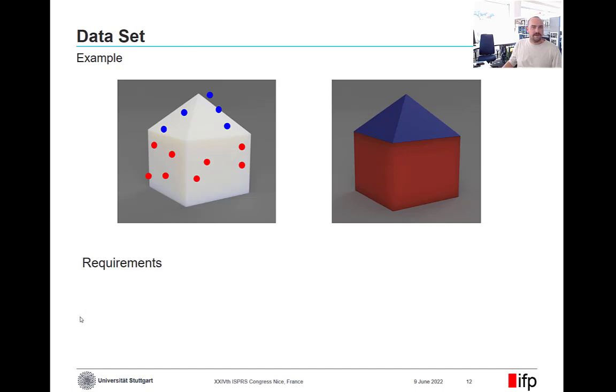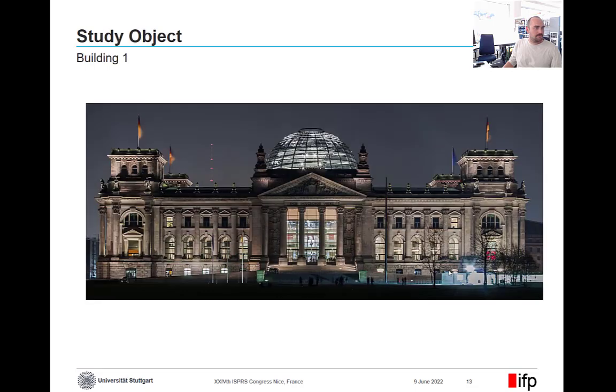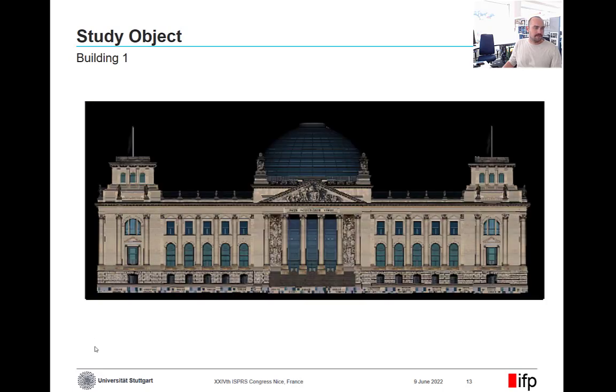So the requirements for this is that we need to have obviously high resolution SAR data, and we also need a 3D model or a BIM model that we can use for the analysis. And preferably there should be some deformations going on. So as a study object, we choose a very prominent building in Berlin, Germany, where a mesh is available.